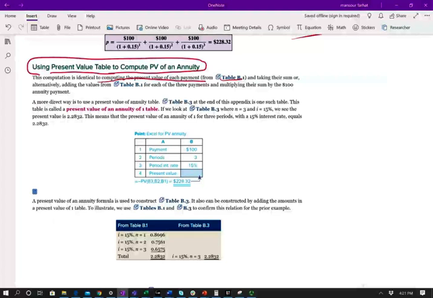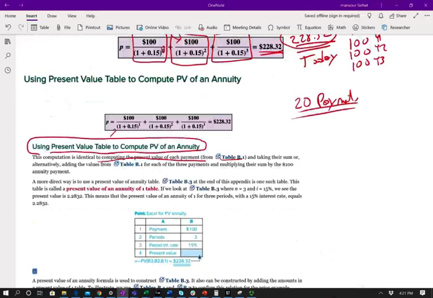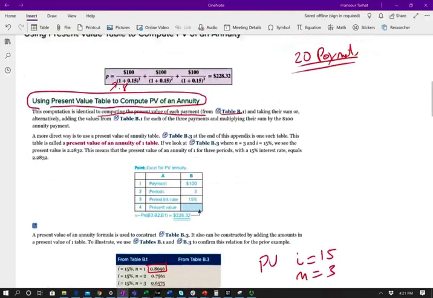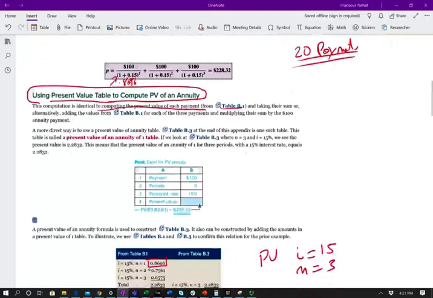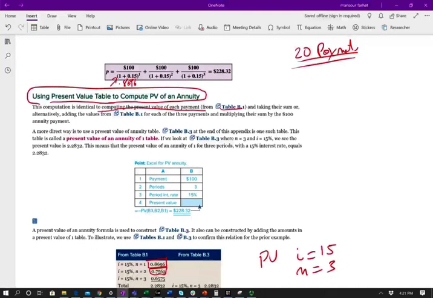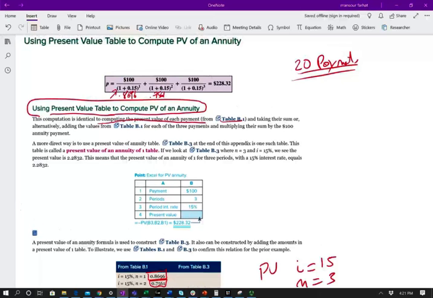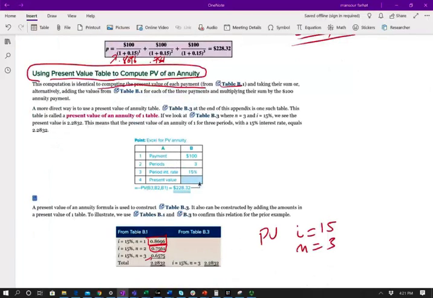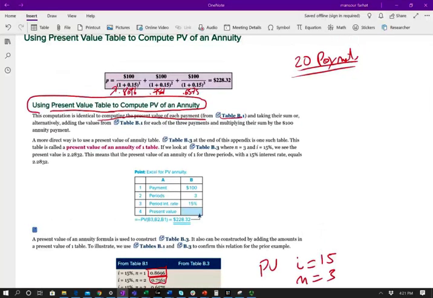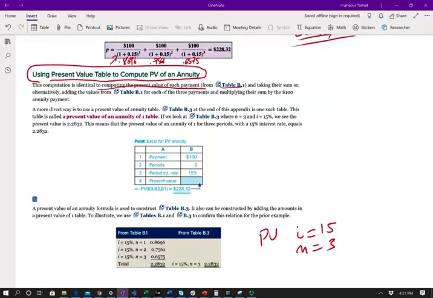And here's how it works. So if we want to find the present value of an investment where the interest rate is 15% and the period is 3 years, here's how we find out. We'll take from table B1 the present value of the single payment, 0.8696, which is this factor here. Then we'll take the present value of the second payment, 0.7561. This is what we did. Then on the third one, 0.6575. If we add up those factors, they will add up to 2.2832.